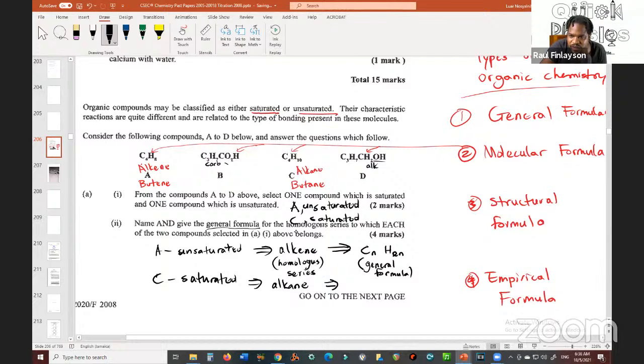So this is the alcohol, as in the rubbing alcohol you use to sanitize, and that's the alcohol series. And then of course, this is our alkanoic acid. Alkanoic acid.